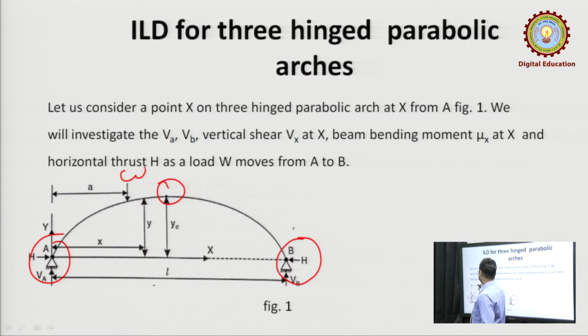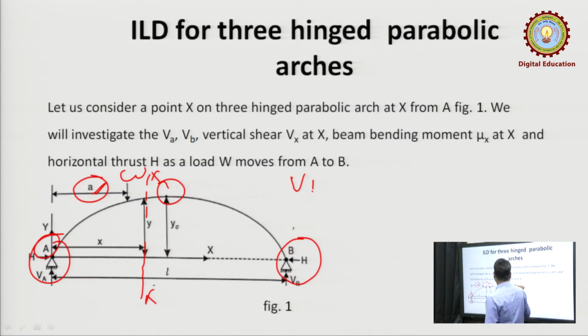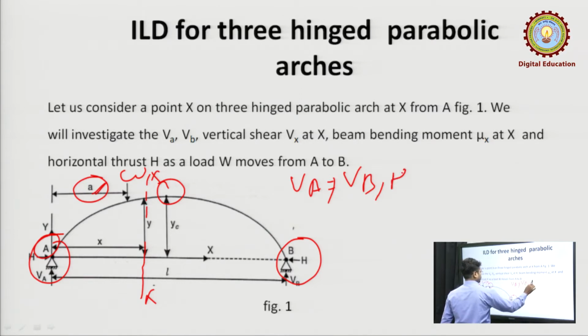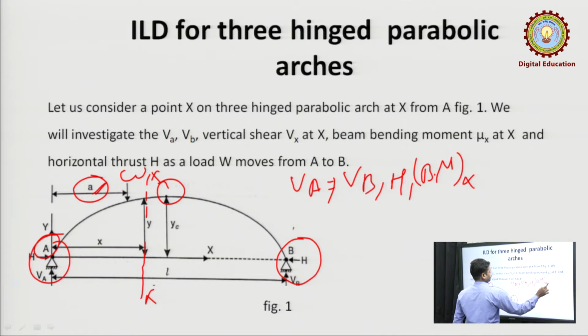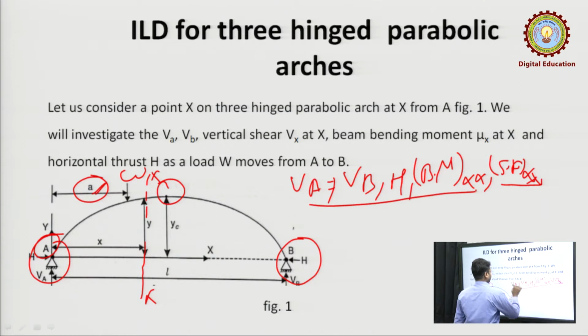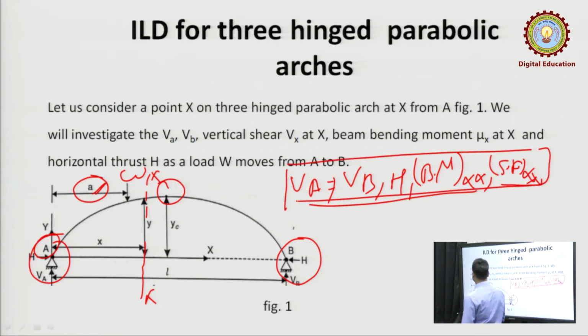A load W is acting at a point, at a distance a from point A, and there is another section X where you have to draw the ILD for vertical reaction VB, horizontal reaction or horizontal thrust, bending moment at point X, and shear force at X. These are the ILDs we are going to draw in this topic.